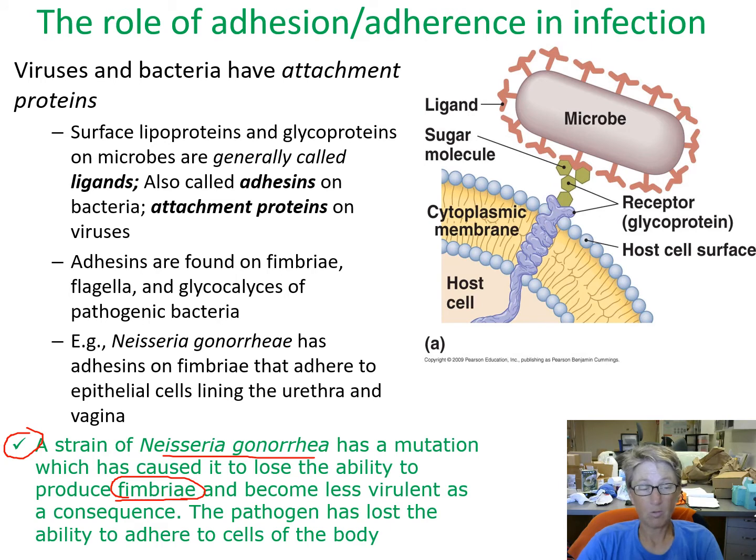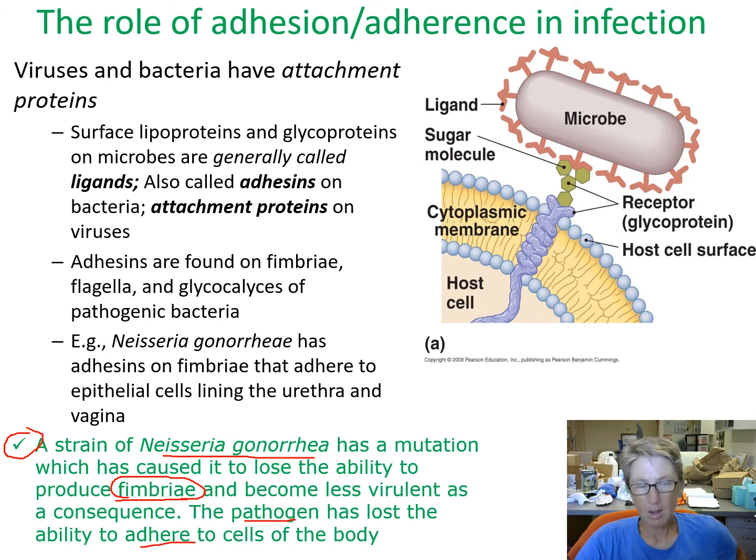So you mutate the DNA in Neisseria gonorrhea. Now the mutated DNA can't make a functional fimbriae. Now Neisseria gonorrhea becomes less virulent because they can't attach to the cells of interest. So the pathogen, Neisseria gonorrhea, lost the ability to adhere to cells of the body. So that's good if we don't want that infection.